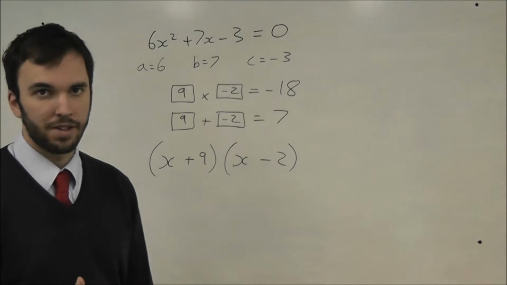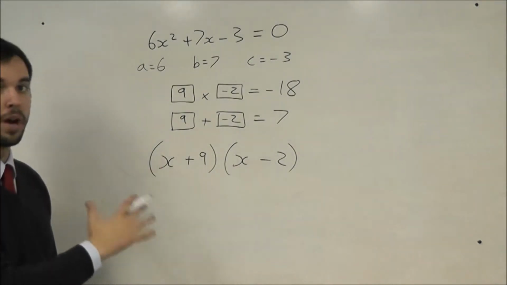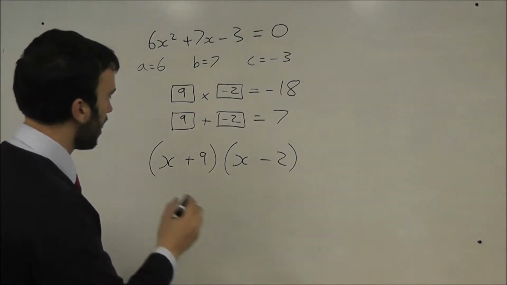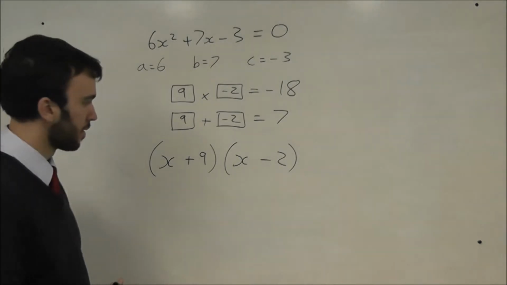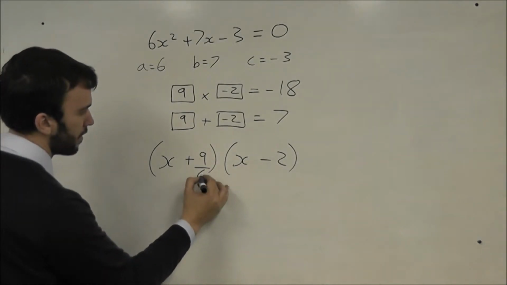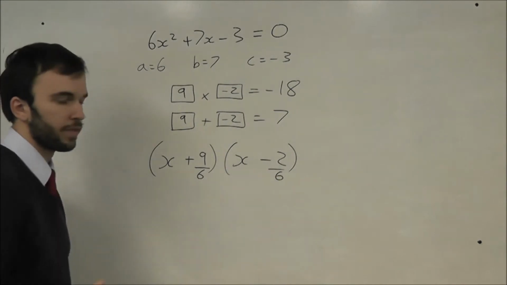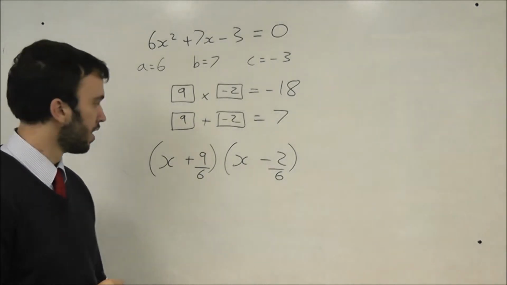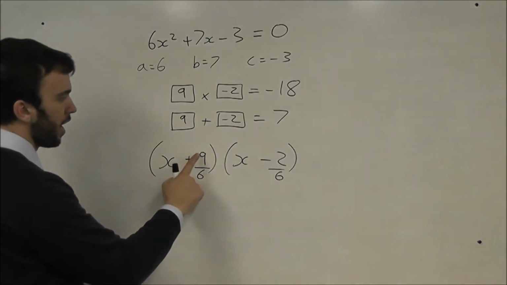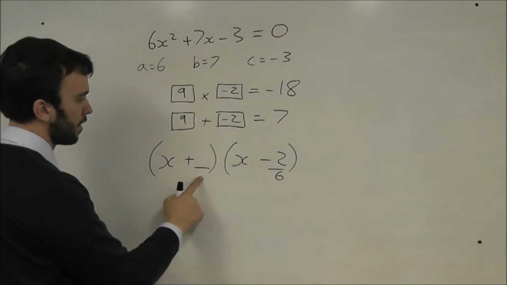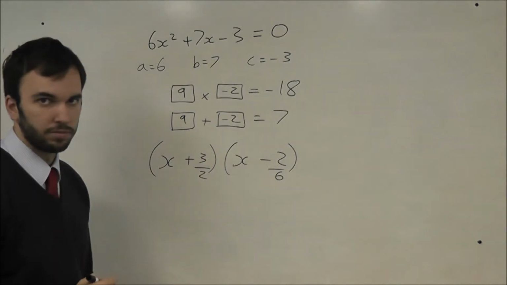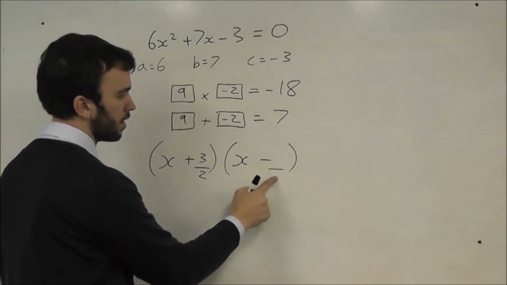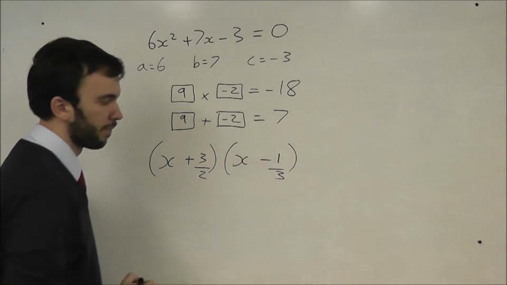But we can't stop there this time. We need to divide through by whatever number a is, which in this case is 6. Okay? We need to divide both values by 6. Once we do that, we'll get 9 over 6 and -2 over 6. Now the key thing to remember here is you must simplify the fractions. So 9 over 6, if we divide top and bottom by 3, we get 3 over 2. Over here we can divide numerator and denominator by 2, so we get 1 over 3.